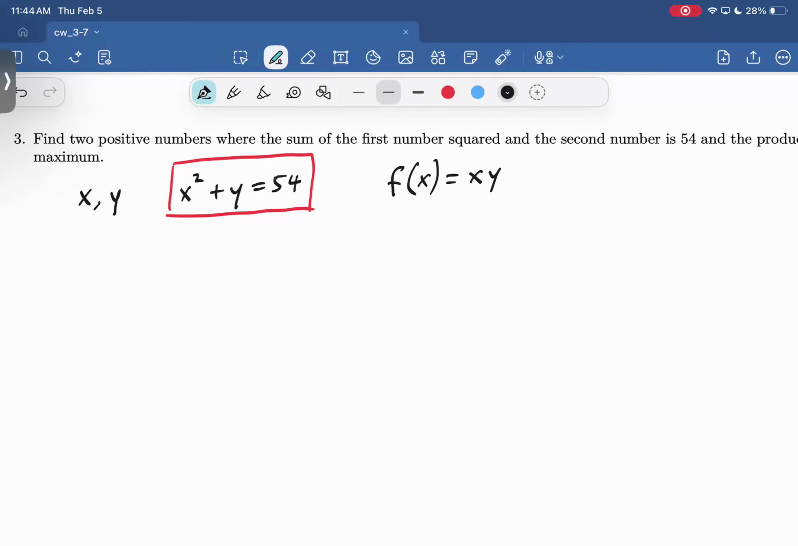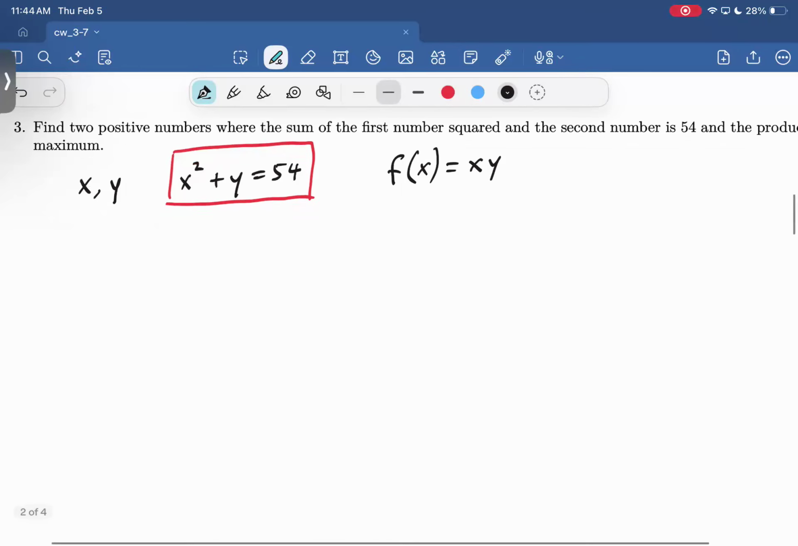Once again, we have 2 variables that we want to condense into 1 variable, right? So we're going to try to rewrite y in terms of x. Sometimes it's going to be easier to rewrite x in terms of y, so you'll have to be kind of intelligent in how you do this. It looks like it's easier to write y in terms of x because all we have to do is just move the x squared to the other side. So y is going to be equal to 54 minus x squared.